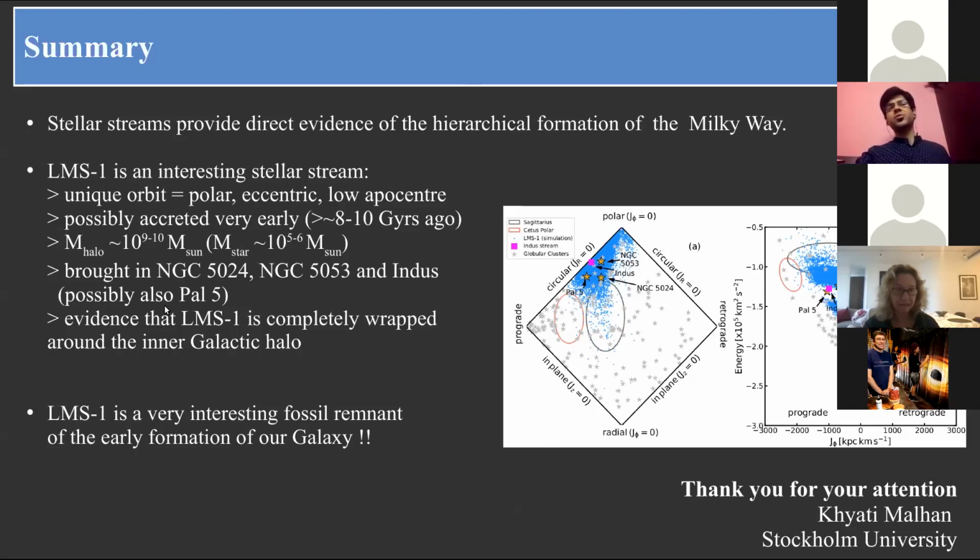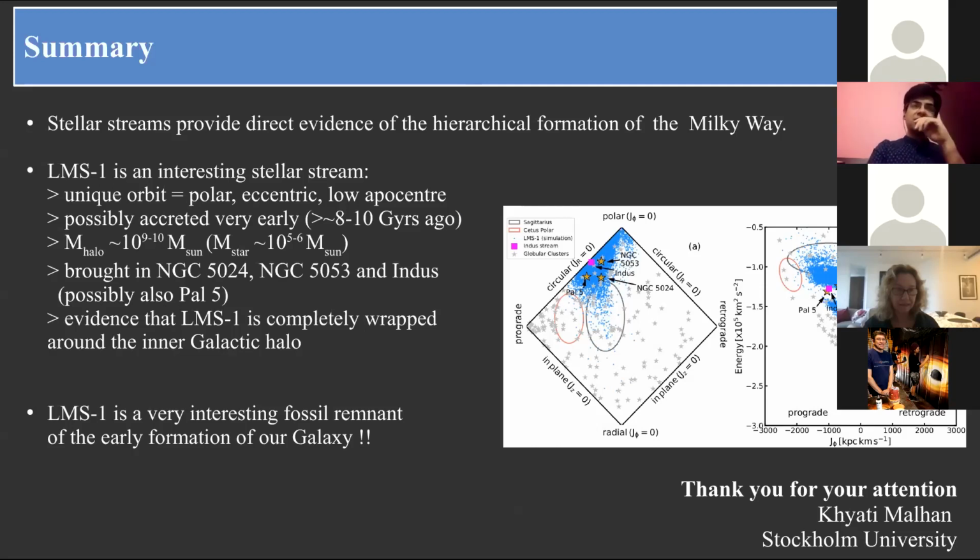It possibly also brought in Palomar 5, but that's something that I'm not particularly sure of, because Pal 5 has a slightly higher metallicity. It sits on the higher metallicity end of LMS1, and its orbit is slightly different. Its orbital pole is approximately 140 degrees away from the orbital pole of LMS1. So although it overlaps in the dynamical space, I'm at least not quite sure of the association, but it's interesting that it overlaps in the action space.